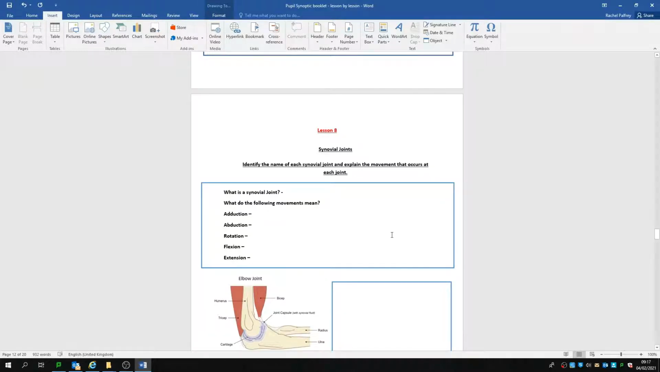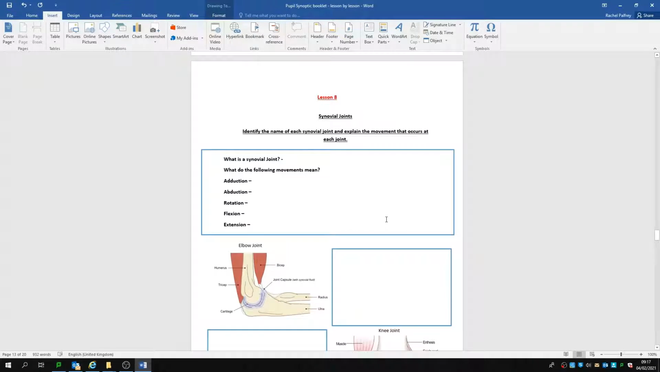So the context of this lesson is based a little bit on our previous lessons in school, which was about the short-term effects of exercise. One of those was that we said that we get an increased amount of synovial fluid around the joints to allow for increased movement. So what I would like you to do is research what a synovial joint is. Can you put your definition in this section here, please?